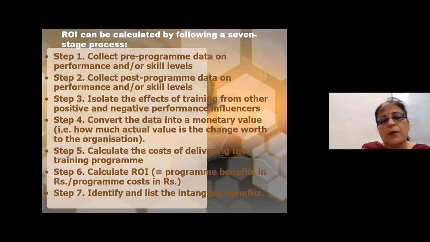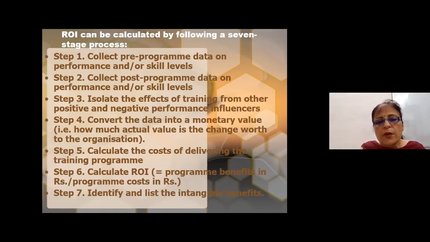And step 3 will be to isolate the effects of training from other positive and negative performance influencers. Other factors may be affecting performance, but can we really isolate the effects of the training? That is very important for this ROI calculation. Otherwise, the ROI calculation will be just a waste.